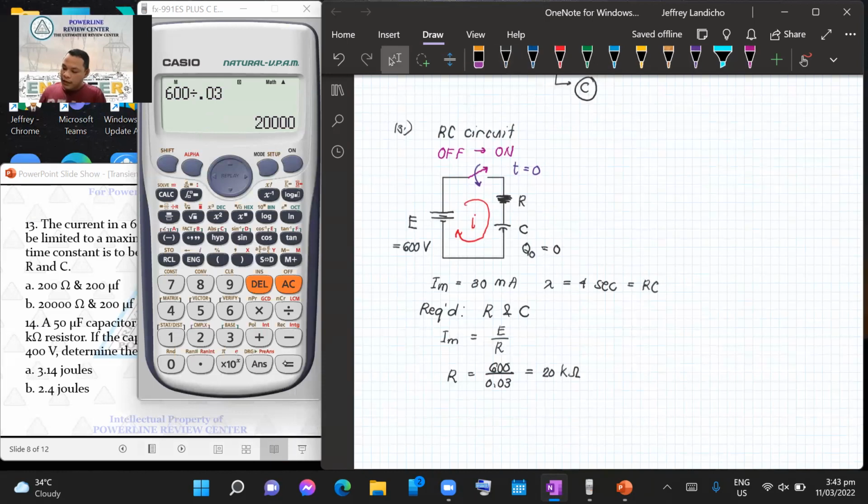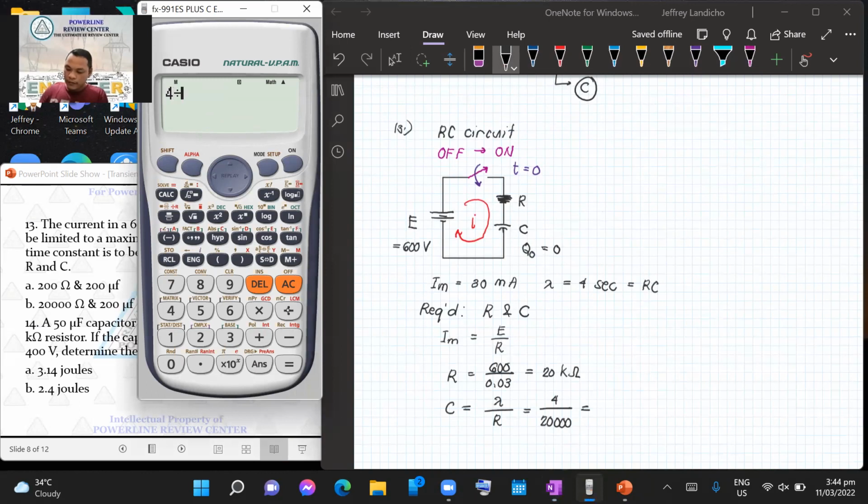Now, using the time constant, alam natin, lambda, it is always what? RC. Kaya, we have already computed the resistance. So, capacitance is time constant over the resistance. So, you have 4 over 20,000. So, ilan yan? I-English natin. 200 times 10 raised to negative 6 is microfarad. So, 20 kilo ohms and 200 micro.